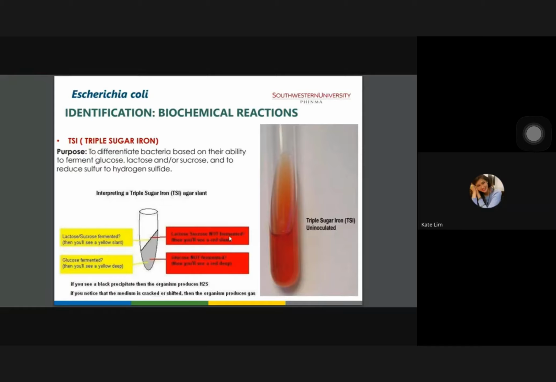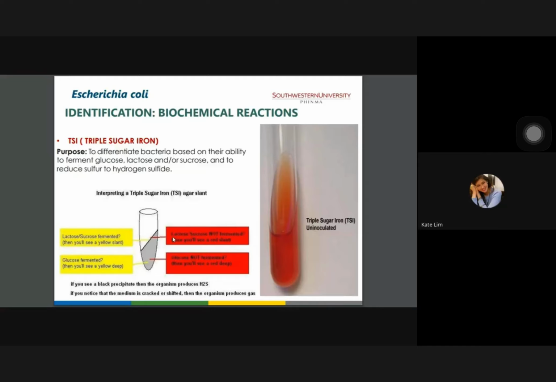In order for us to really know how to read and interpret your TSI, let's get to know TSI. What are the things your TSI is composed of? Since it's TSI, we have triple sugar. So it has three sugars, which stand for glucose, lactose, and sucrose. Your TSI is composed of glucose, lactose, and sucrose.